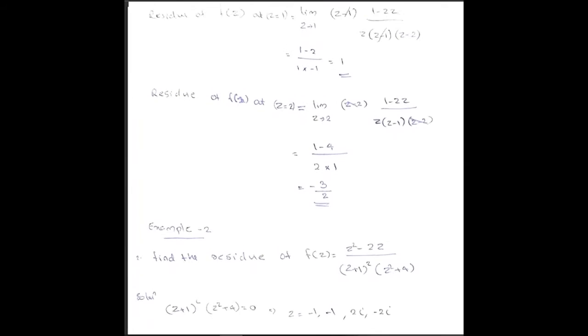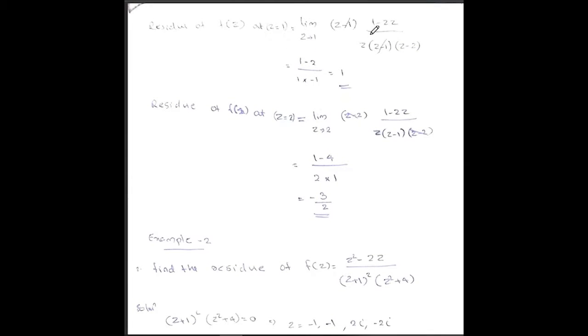Then the residue of f(z) at z equal to 1. So the limit as z tends to 1 of (z minus 1) into (1 minus 2z) by z into (z minus 1) into (z minus 2). So here a is 1, and f(z) is (1 minus 2z) by z into (z minus 1) into (z minus 2). The z minus 1 and z minus 1 cancel out. Then substituting z as 1: 1 minus 2 into 1 is 1 minus 2, by 1 into (1 minus 2), which is 1 into minus 1, equal to 1. And the next one, the residue at z equal to 2.